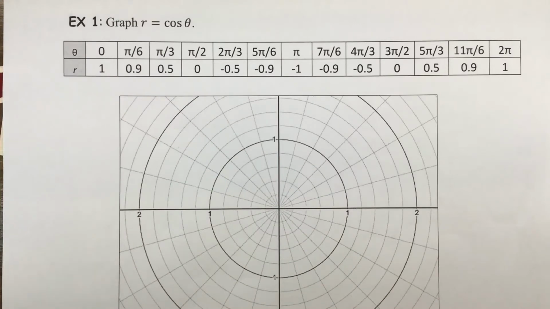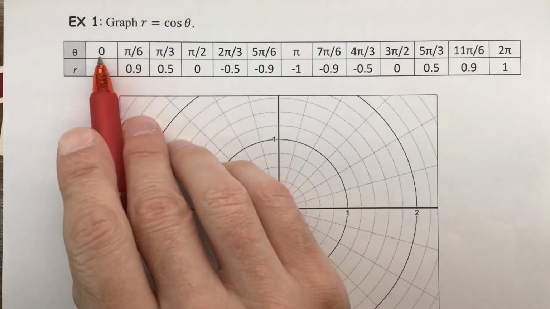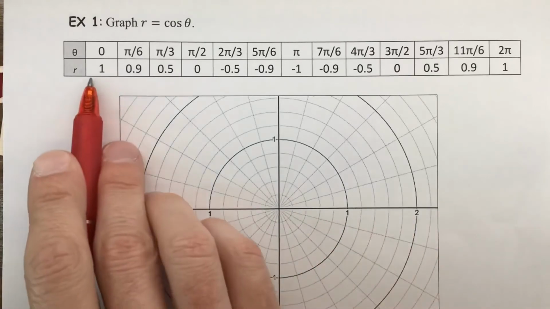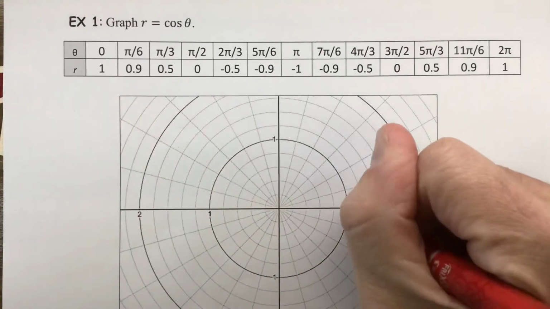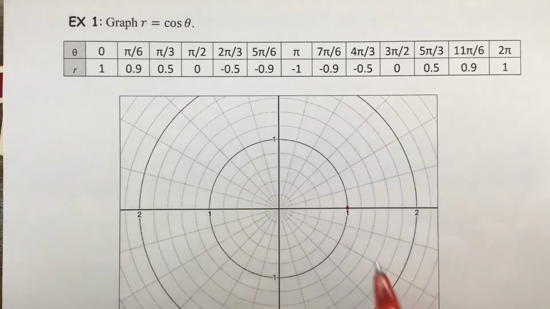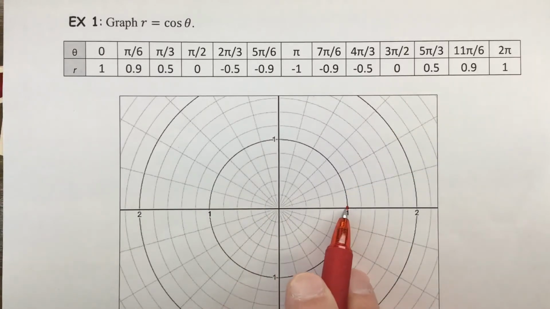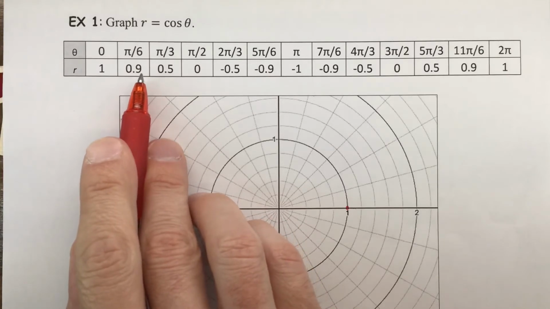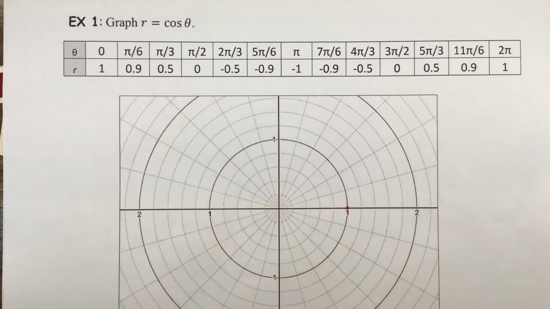All right, so here's how we graph, a tedious process, but this is going to be our approach for all the graphs that we do here. At 0 degrees, which would be here, we get a radius of 1. So I'm going to put a point there. Pi over 6, we're going to get 0.9, so a little bit short of 1. It was actually 0.866.